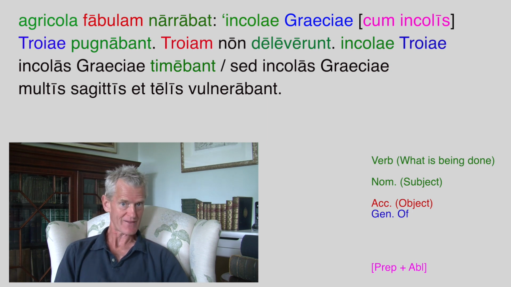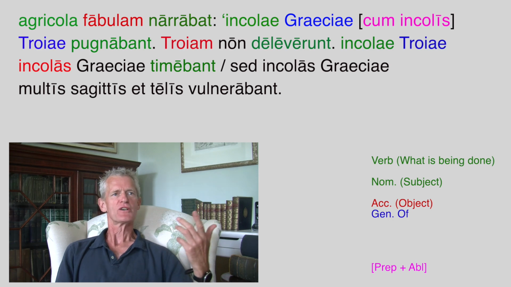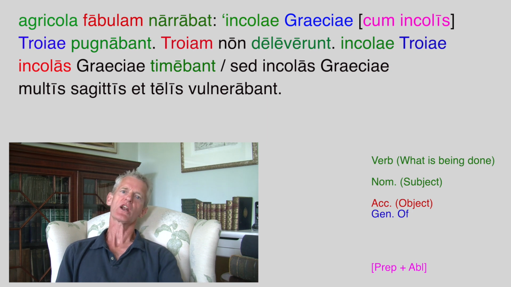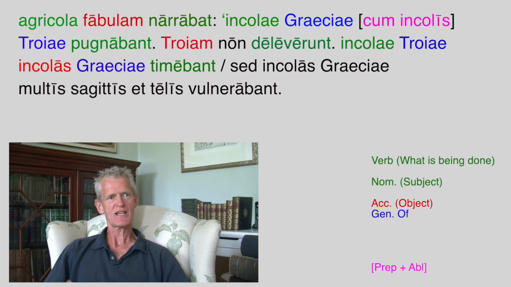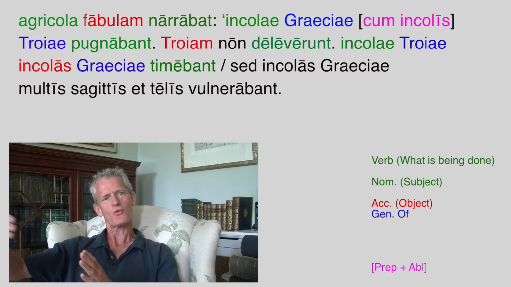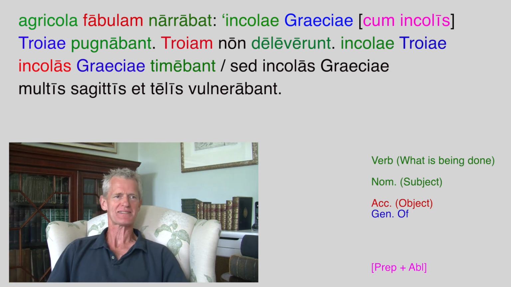Now, who did they fear? We want an object in the accusative case. We've got incolas. Fantastic, accusative plural. So, the inhabitants of Troy feared incolas Graeciae, the inhabitants of Greece. Okay, very nice. That's that clause dealt with. Then we come to our conjunction, sed, but. And we're now going to launch into another clause. But what? Let's see what's going to happen in the next clause.